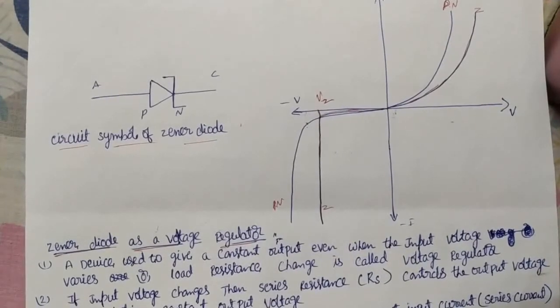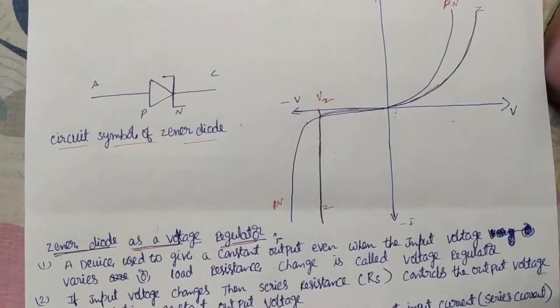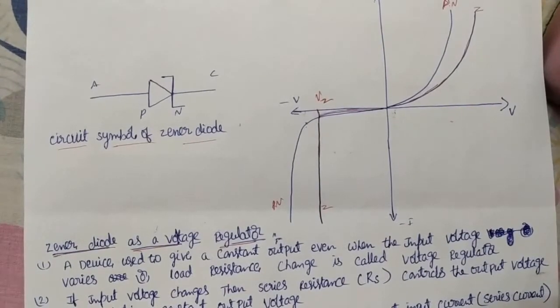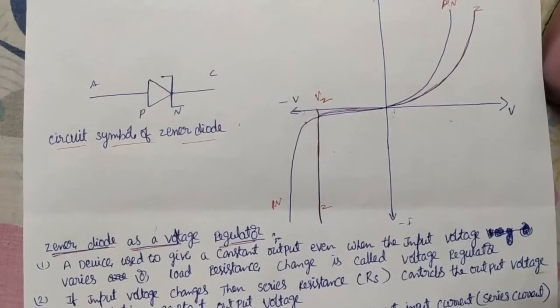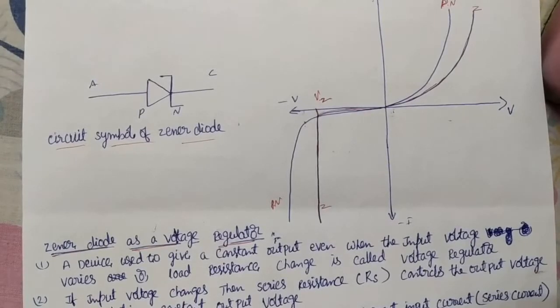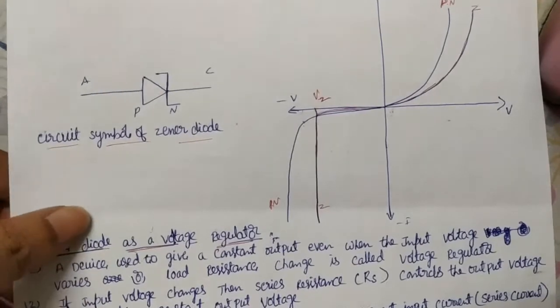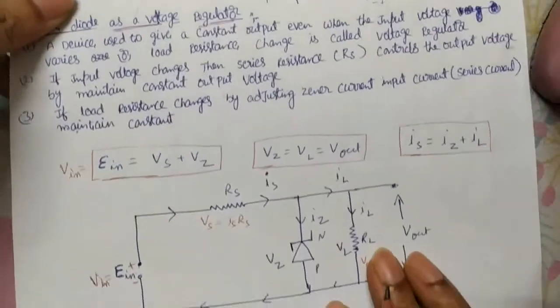What is a voltage regulator? It is nothing but a device which maintains a constant output voltage, even when the input changes or sometimes the output resistance affects it. It should maintain the same output voltage. Another name for a regulator is stabilizer. Even if input and output are affected, the output potential should remain constant. That is a voltage regulator. Now see the GNR diode as a voltage regulator circuit diagram.